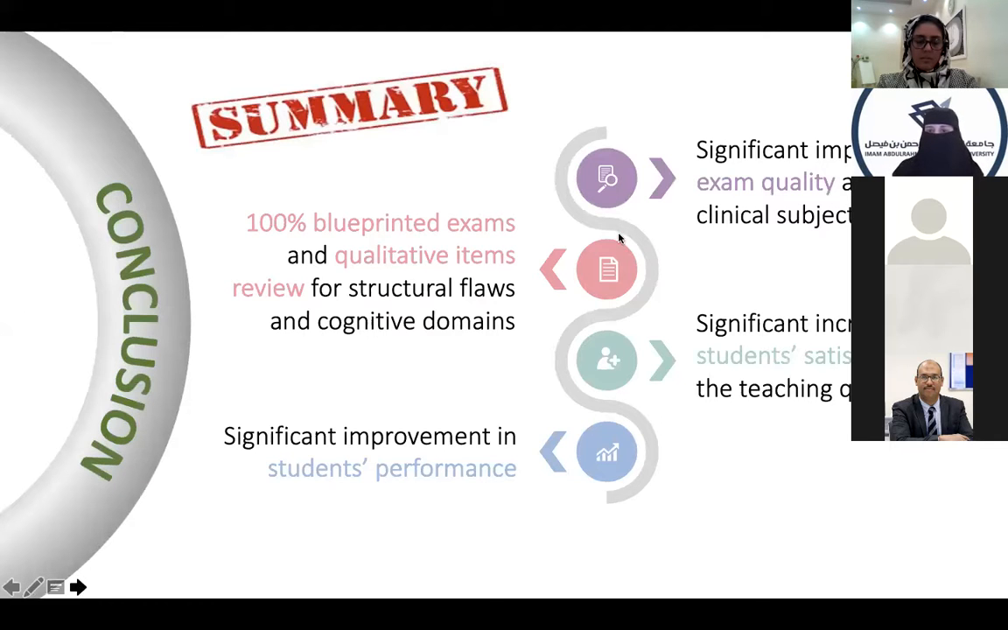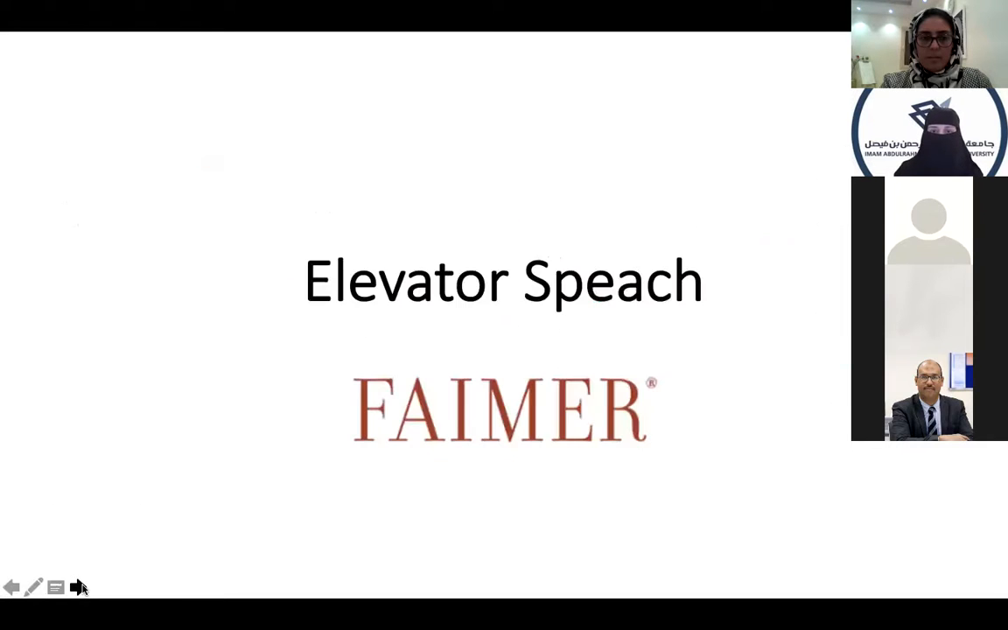So in general, we have shown that there was improvement in the exam quality, which means the skill of the faculty in writing items has improved. We have a change in the institutional practices as far as the blueprinting, as far as the quality of item review, that there was qualitative item review and the structural flaws. We showed that there was increase in student satisfaction about the courses and improvement in the student performance in the 4 main subjects, meaning surgery, pediatric, medicine, and OB/GYN.